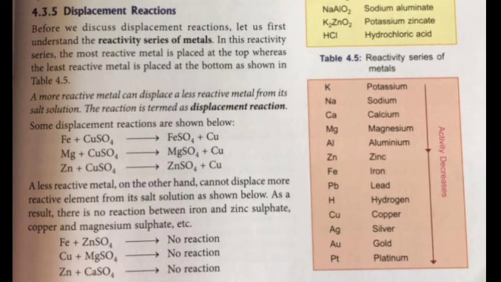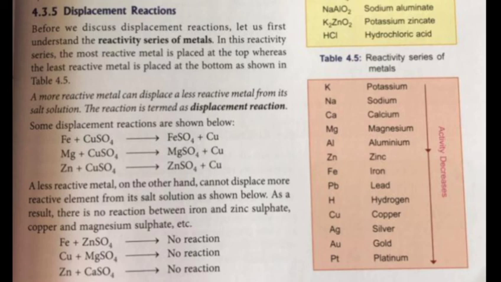We have three examples given at the bottom. Iron when reacting with zinc sulfate. Where is iron? Iron is placed just below zinc. So iron is less reactive than zinc. So it does not have the power to displace zinc from its salt solution. So when iron reacts with zinc sulfate, no reaction will take place.